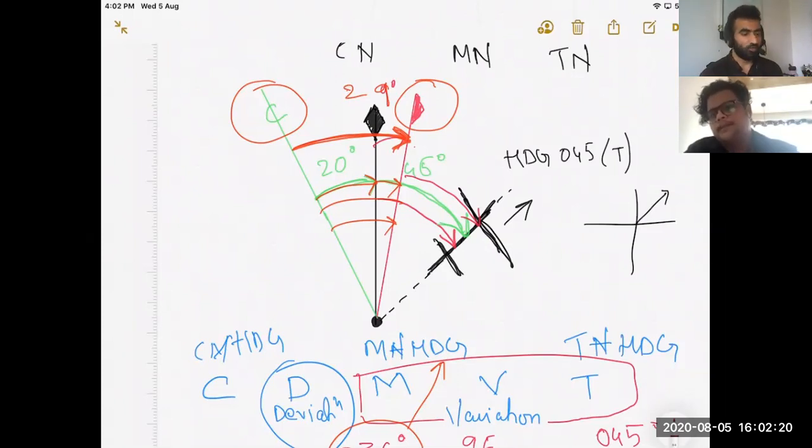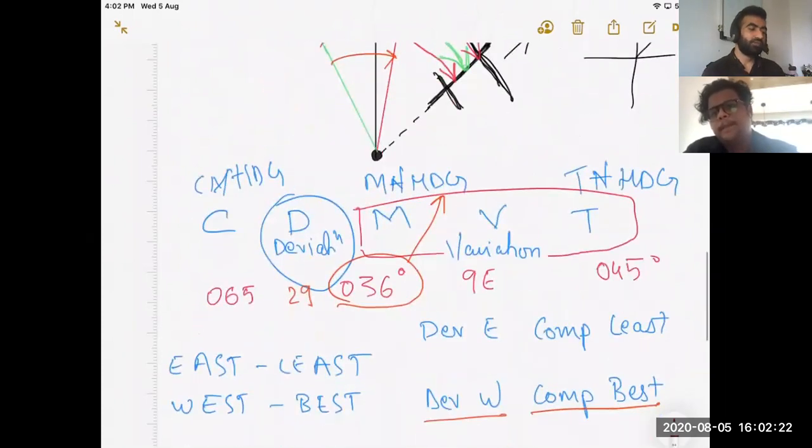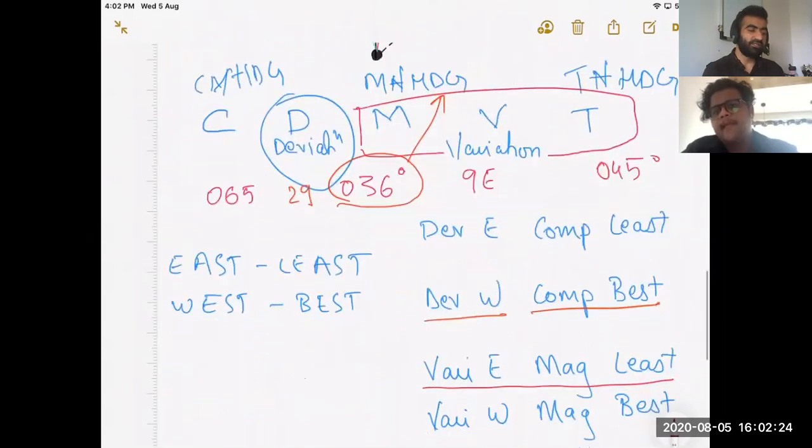What are the rules of thumb? CDMVT. East is least, west is best. Deviation goes with compass, variation goes with magnetic.